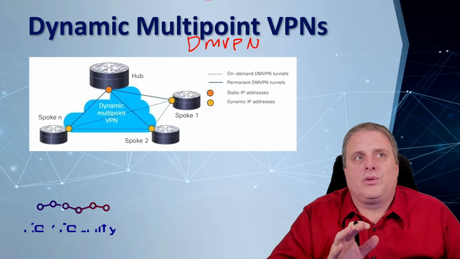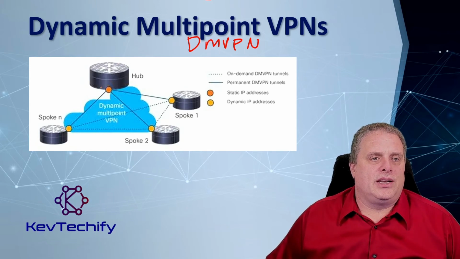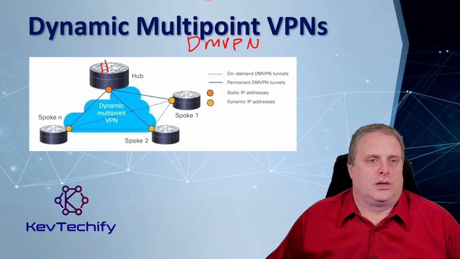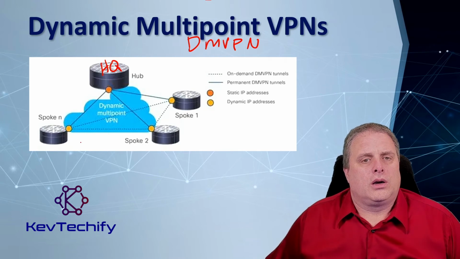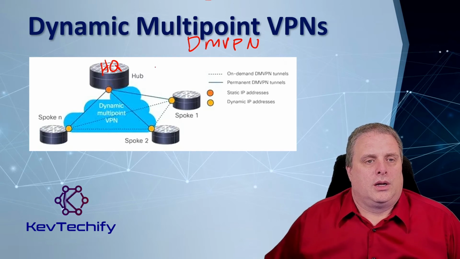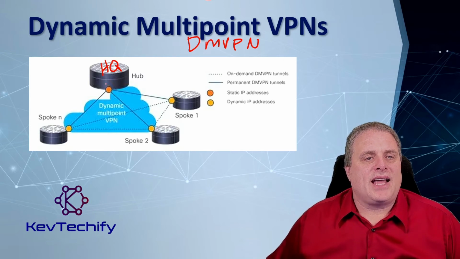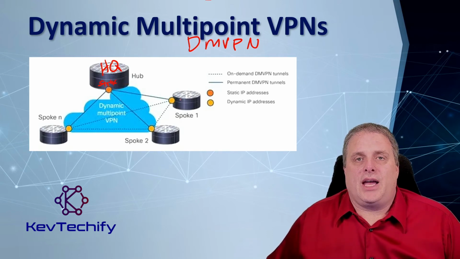Now, how does that really work? We have our hub here. So we see our hub. This is your headquarters. This is your main office here. And each one of your remote locations, they are considered a spoke. The hub location has a static IP address. So this is a static IP address. Your spokes can get a dynamic address.